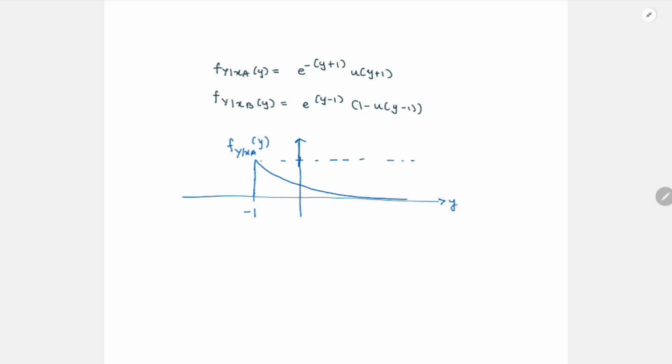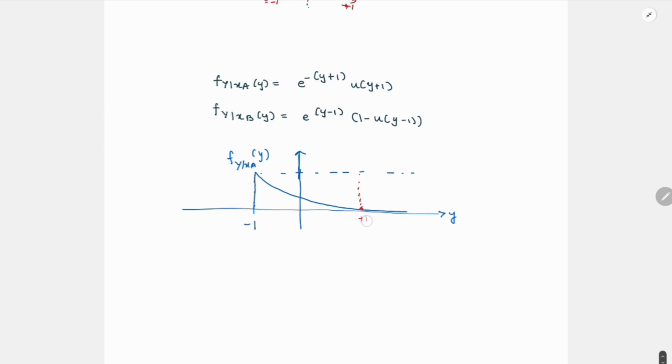Let me call this y. Okay, so now let us plot this f of y given xb. So what is this? 1 minus u of y minus 1. Y minus 1 starts from plus 1 and goes to infinity, but 1 minus this is the inverse of it. So it is something like this, right?